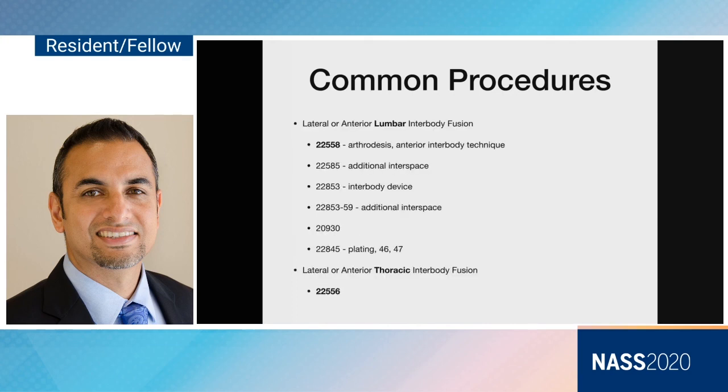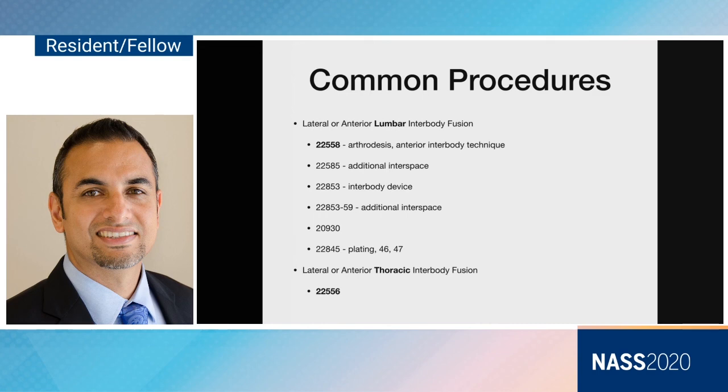Another common procedure is either a lateral interbody fusion or an ALIF, anterior lumbar interbody fusion. These are coded relatively similarly because the concept is you're working in the anterior aspect of the disc space. So removal of the disc and placement of the cage, but not the cage itself, so just the access, the approach, and the fusion across the interspace is coded as 22558.